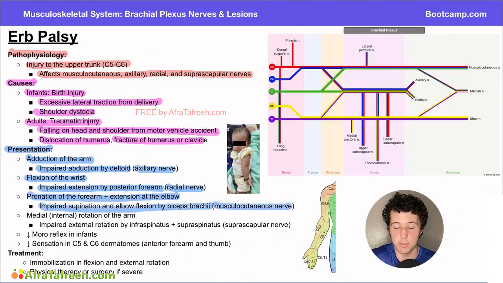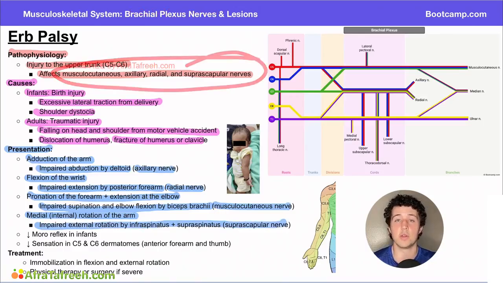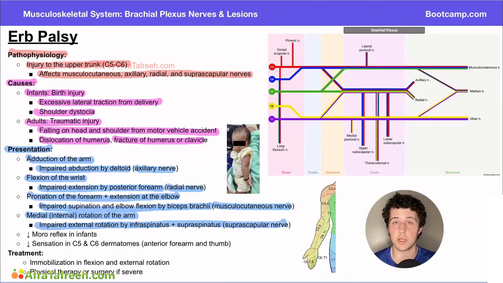And finally, there will be medial or internal rotation of the arm from the infraspinatus and supraspinatus by the suprascapular nerve. But as long as you know that these are the affected nerves, you can deduce what the presentation would look like in a patient.